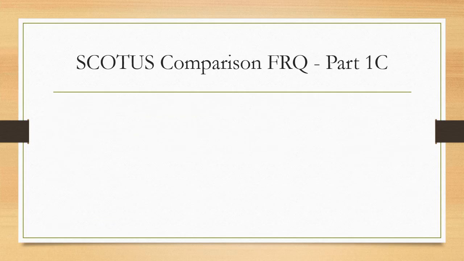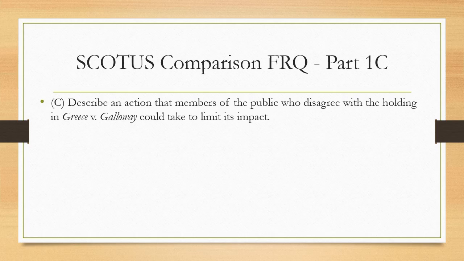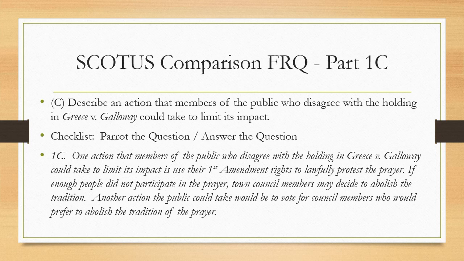All right, Part C. I actually think Part C is easier than Part B. Here we go. Describe an action that members of the public who disagree with the holding in Greece-Galloway could take to limit its impact. All right, so we're back to linkage institutions and what the public can do about it and checks and balances. So really, it's a straightforward question. As always, we parrot the question and then answer the question.